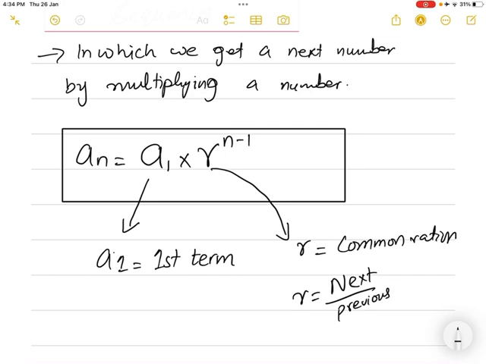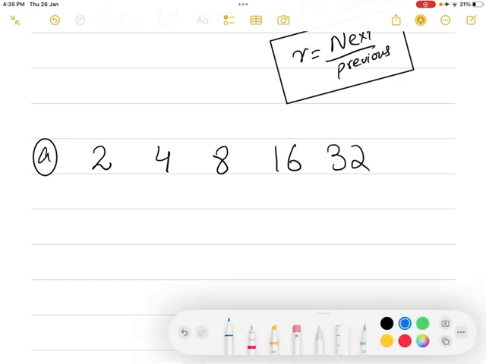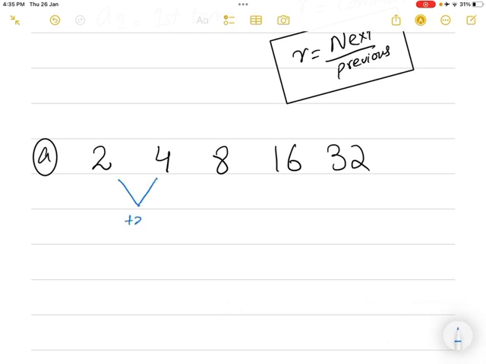In the difference we used to subtract previous from the next, but in the common ratio we have to divide next by previous. So for example, let me give you an example. This is the sequence A, and the first term is 2, 4, 16, 32. You can see that in this sequence the first difference is plus 2, and then it is plus 4. Now you got the idea that this sequence is not arithmetic. So if it's not arithmetic, you have to check whether it is geometric or not.